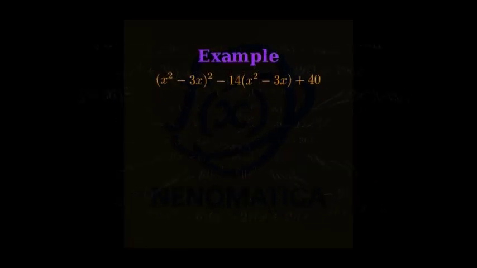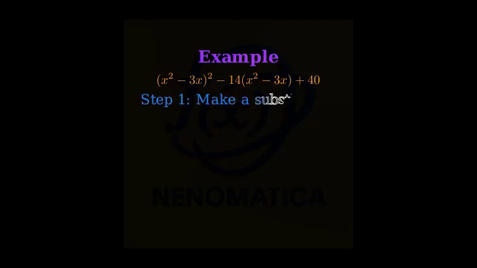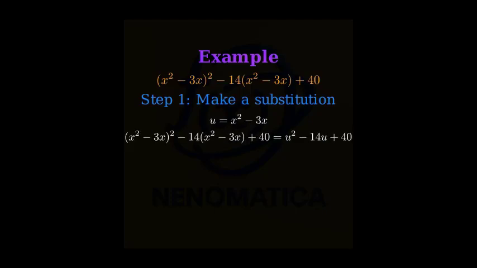We need to factor the following expression: (x^2 - 3x)^2 - 14(x^2 - 3x) + 40. Let's start by rewriting this expression. We'll use a substitution to make this problem easier to handle. Let's set u equal to x^2 - 3x. This allows us to rewrite the original expression as u^2 - 14u + 40.